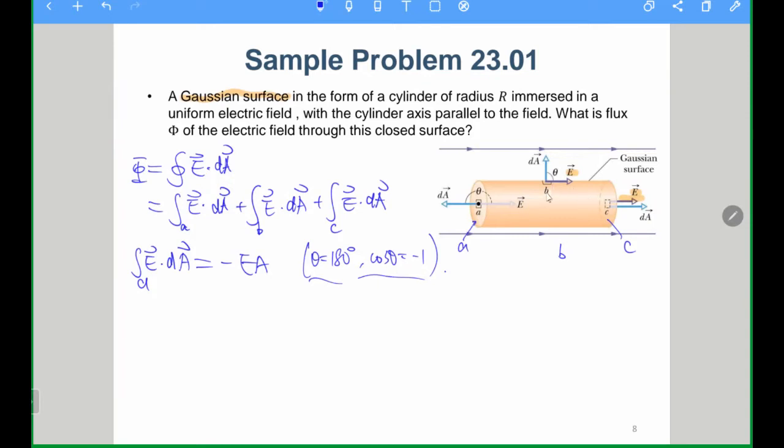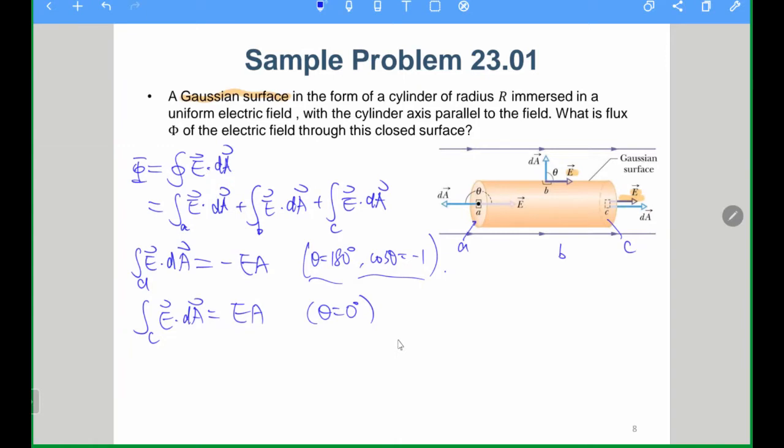Maybe we can determine part C next. Part C is the right side. The E field also points to the right side because E field is uniform over the whole space. And the dA points to the outside and perpendicular to the plane, so dA also points to the right side, which means it should be E times A. Here, theta is 0 degrees.